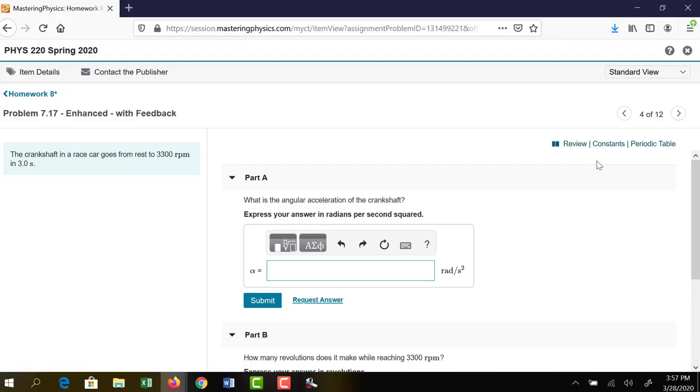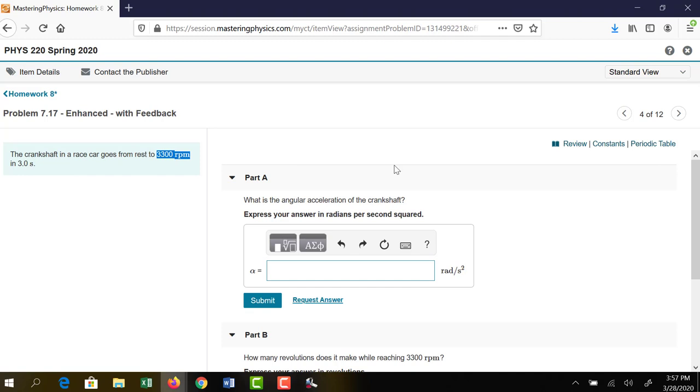So the crankshaft in a race car goes from rest. Rest means an initial frequency of 0, up to 3,300 RPMs. So what does RPM represent? This is the frequency, just not in SI units. This is 3,300 revolutions per minute. We need revolutions per second, and then we can call that the frequency f, not the angular speed. And this happens in 3 seconds.